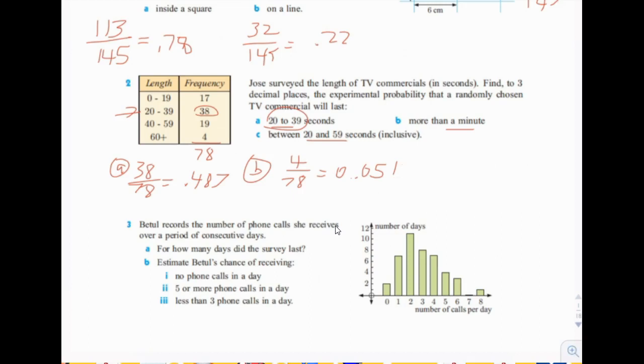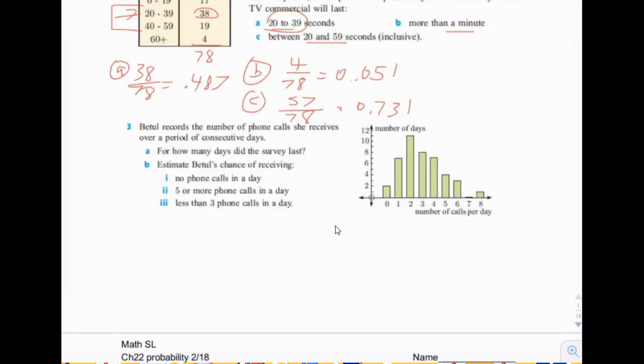Okay? C. Between 20 and 59. Well, this is a more difficult one. It's 2 categories together, 20 and 59. So it'd be 38 plus 19, 57, divided by 78. That would be 0.731. Okay. What about number 3?